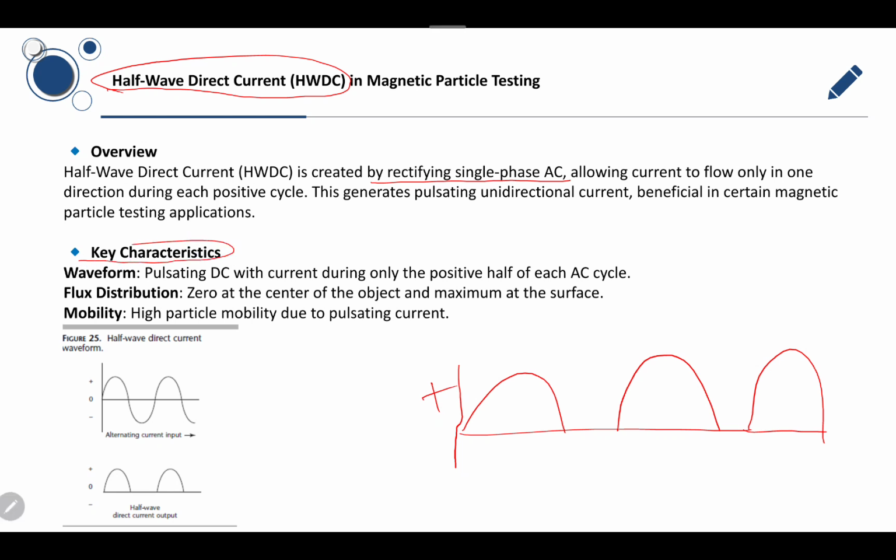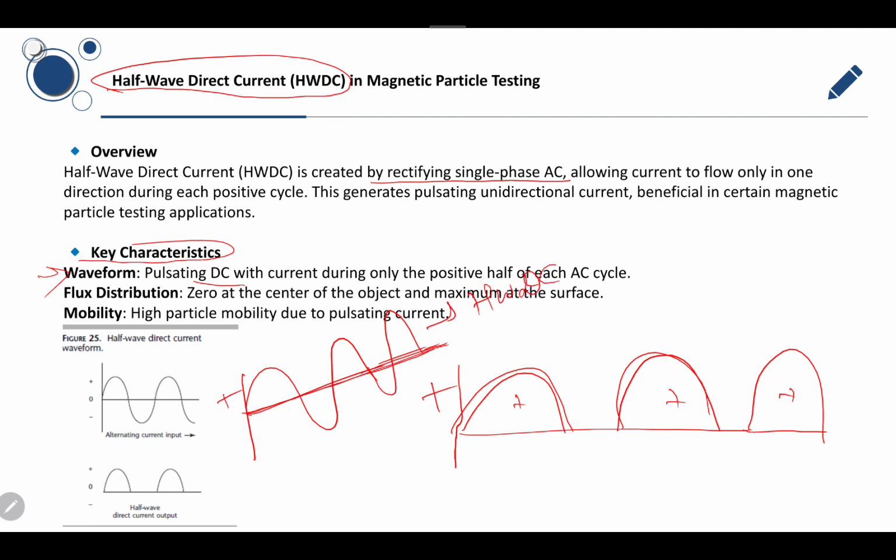Then key characteristics are, first one is waveform. It's a pulsating DC with current flowing only during the positive half of each AC cycle. Imagine cutting off the bottom half of an AC sine wave. This is the sine wave. So we cut, keeping only the positive side. This is a half wave DC.